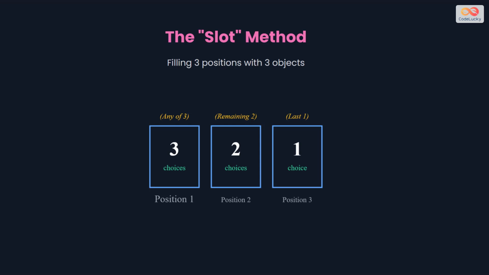To calculate this without listing everything, we can use the slot method. Think of 3 empty positions. For the first position, we have 3 choices. After picking one, we have 2 choices left for the second position. Finally, we have only 1 choice left for the last spot.